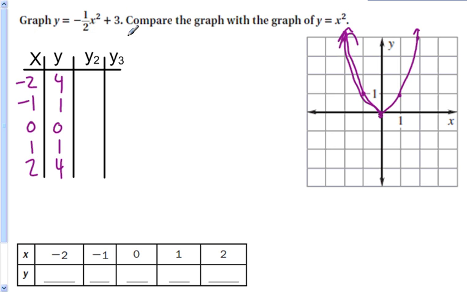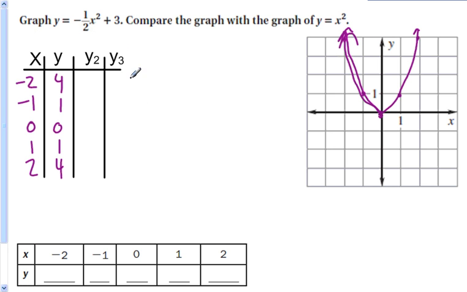So one thing is we need to know how these numbers transform the parent function y equals x squared. Well, the negative we know reflects the graph across the x-axis, so it makes it open down. The 1/2 is going to shrink the graph or compress it. And then we know that the plus 3 will shift the graph up 3.